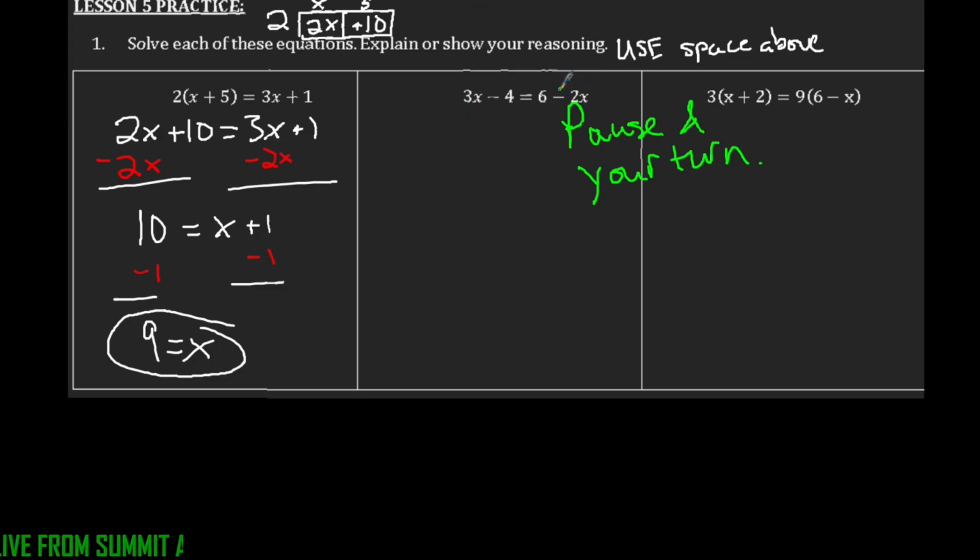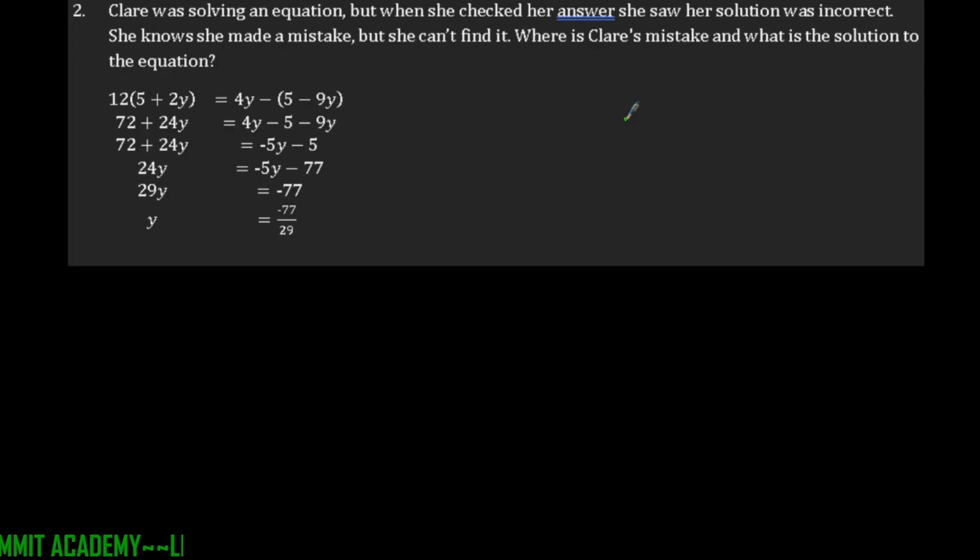Now that you've got these next two on here, for number 2, it says Claire was solving an equation, but when she checked her answer, she saw her solution was incorrect. She knows she made a mistake, but she can't find it. Where is Claire's mistake, and what is the solution?